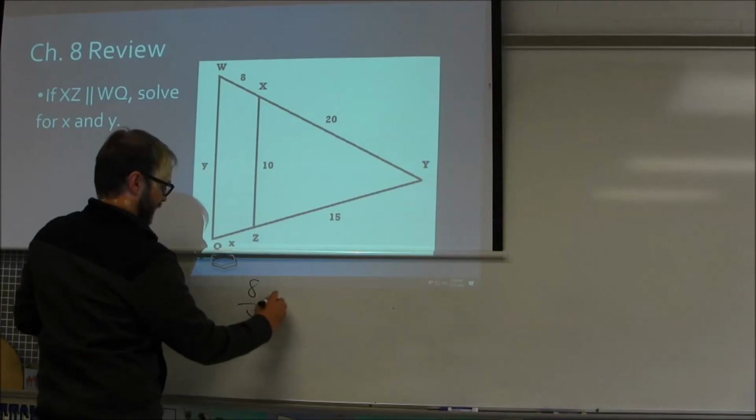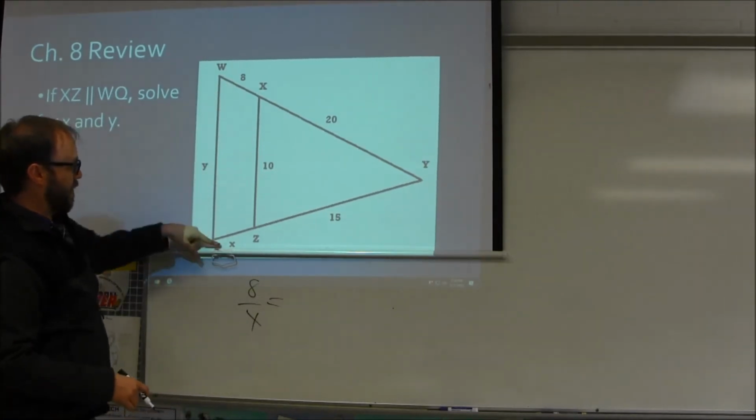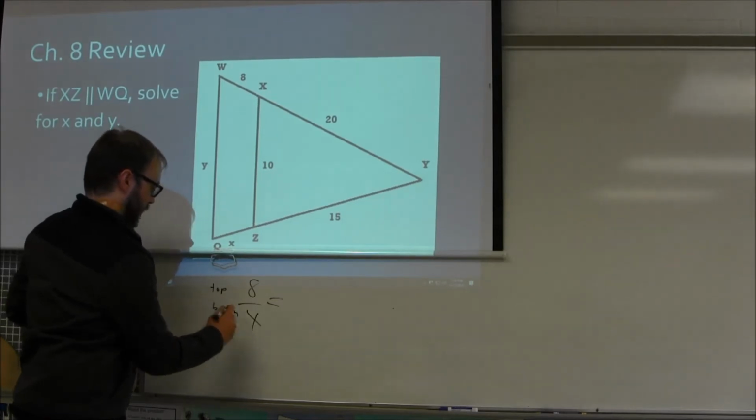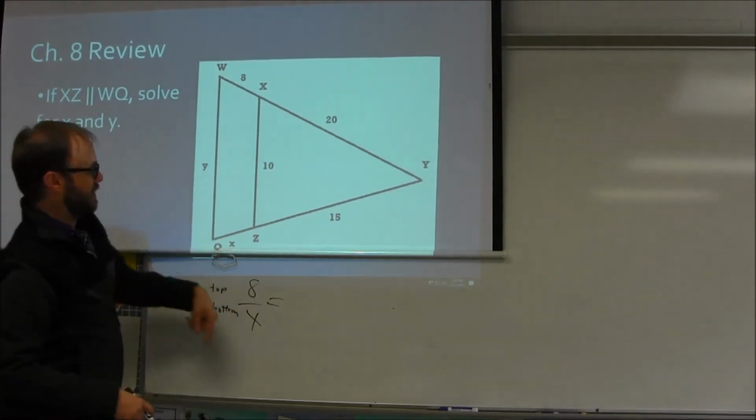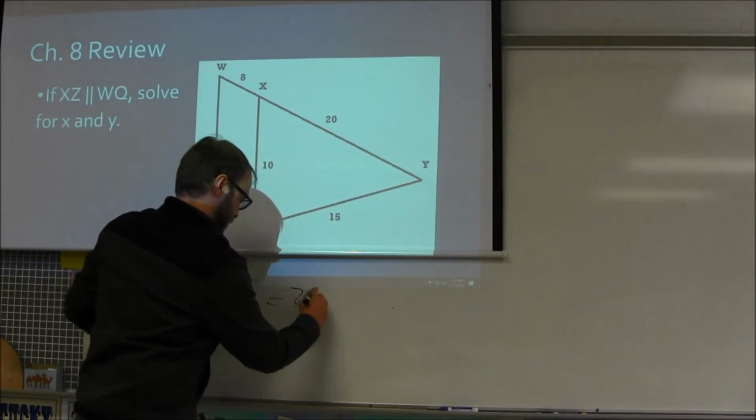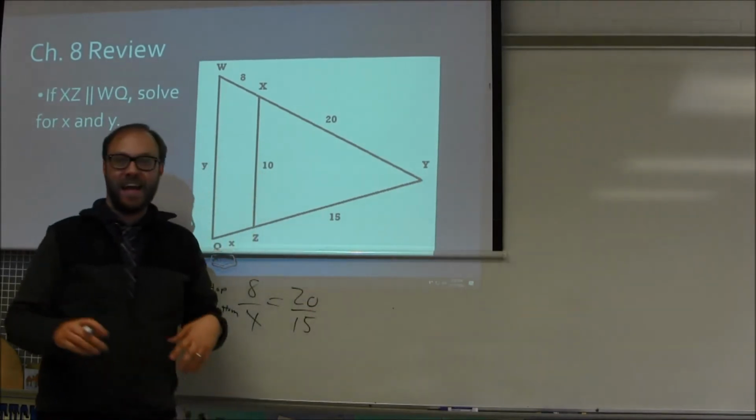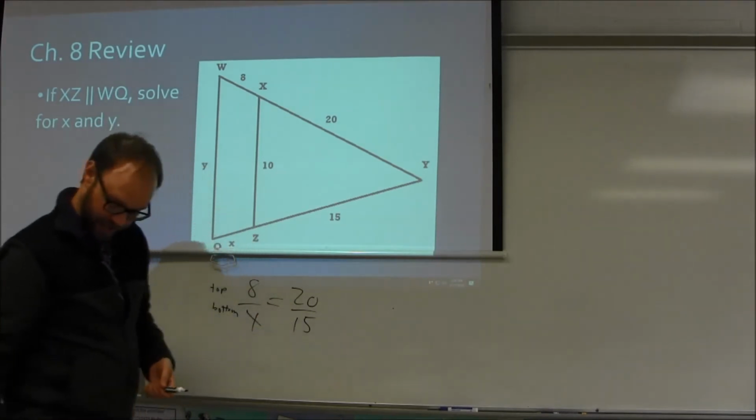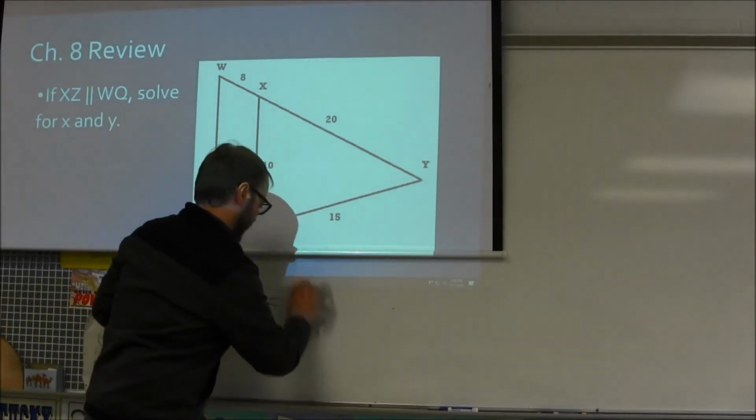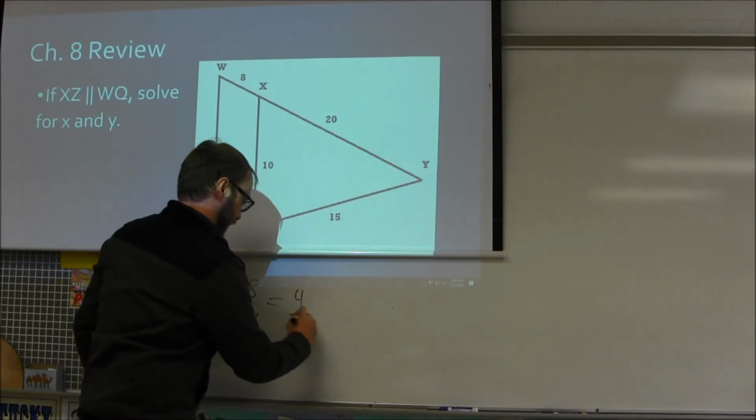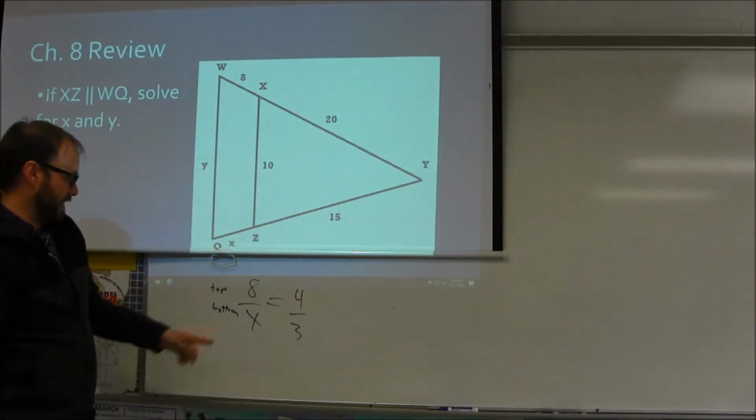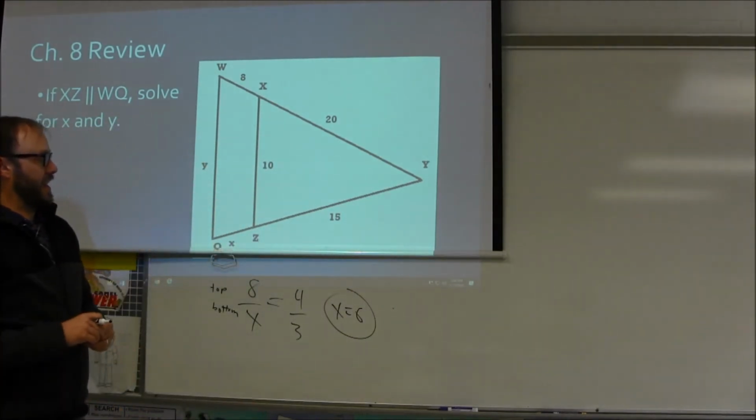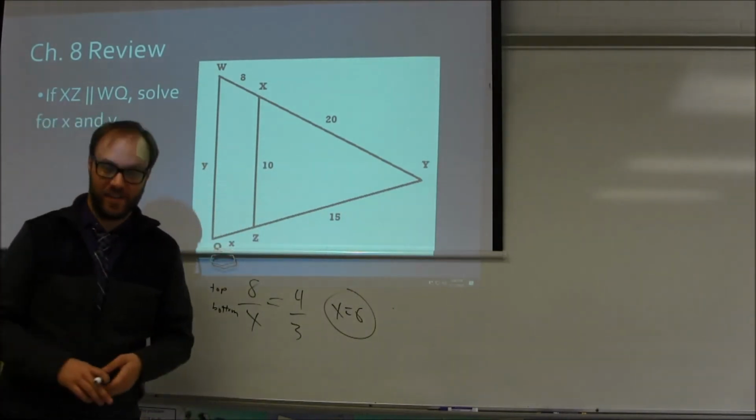So 8 over x, I'm going from top to bottom. Always good to label. 8 over x is equal to 20 over 15. That'll work out great. Again, if you're trying to do it by hand, you might want to simplify this. That's 4 over 3. And if you simplify that down to 4 over 3, you should get a real quick calculation here. I believe that x is going to end up equaling 6 when you solve that, okay? So that's your x variable there.